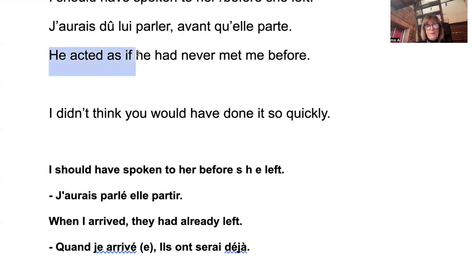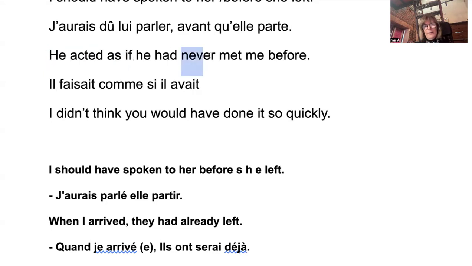Yes, to act as if. In French is to do as if. So he did as if. Il faisait. This is the simple past of the verb faire. As if, comme si. He had. Il avait. Oops, no, avait is like this. Il avait, and then never.